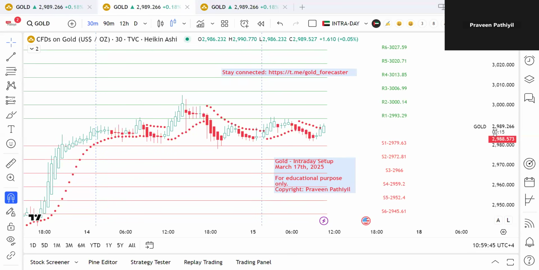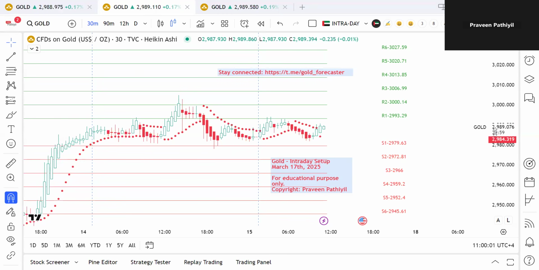Hello, friends. For the past few days, in our Telegram channel, we have been populating this intraday setup for gold. So, I just wanted to brief you on how to exactly use these intraday pivots for gold.